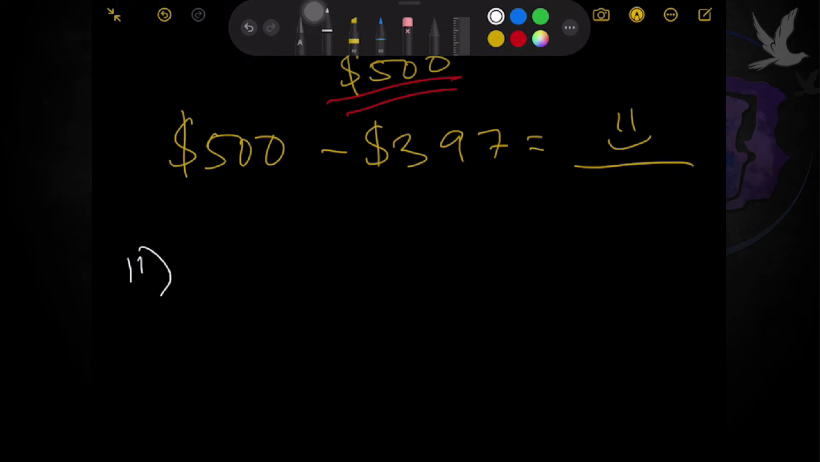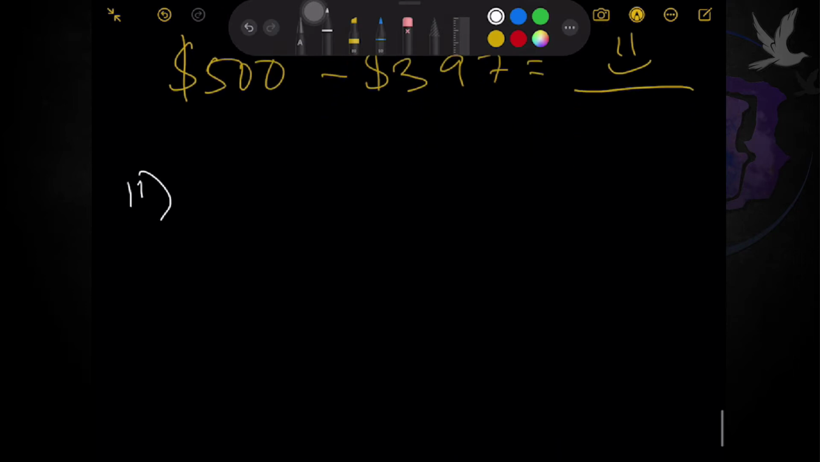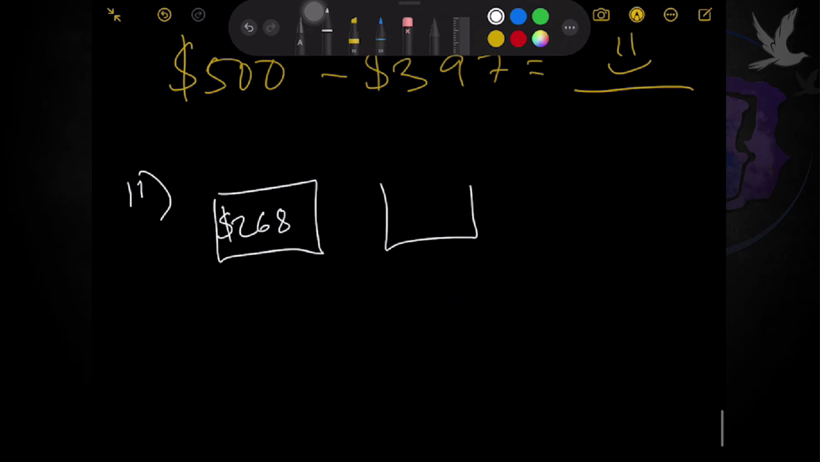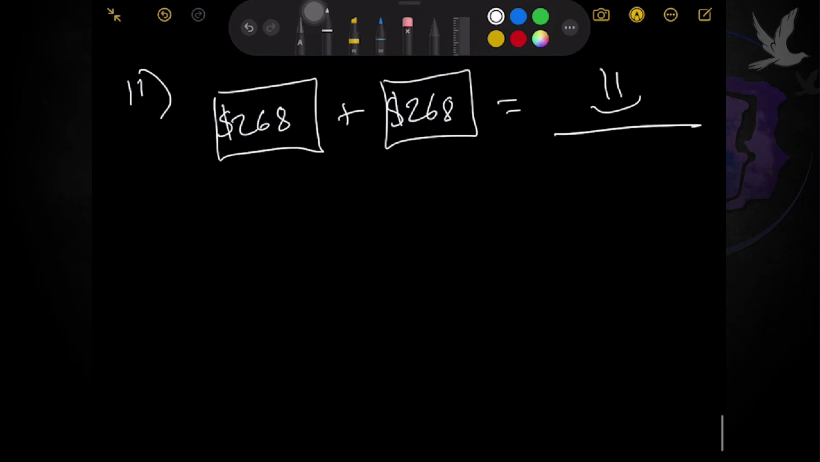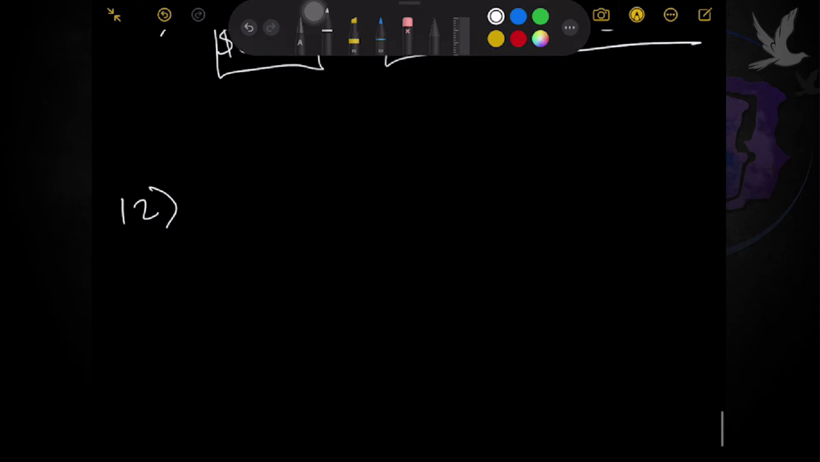Okay, so number 11. A laser printer costs $268. How much do two such printers cost? Very easy. One printer costs $268. If dalawa na yung printer, another $268. So how much do you think will these two cost? Okay? So ganun lang. And for number 12, the cost of a $60 meal is shared equally among some friends. Okay. If each friend pays $5, how many friends are there?